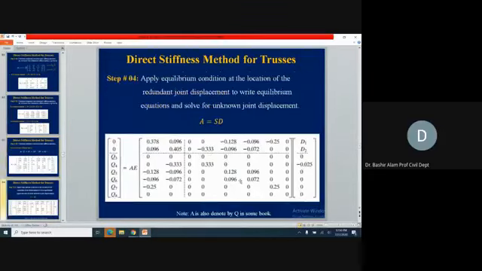Then again we reduce it, and this is what I was talking about: your reduced stiffness matrix will be at the top left. So at the top left we have this matrix. Why? Because we started our displacement or joint numbers from the free joint. If that were your last one, it would come to the bottom right, accommodated at that corner.